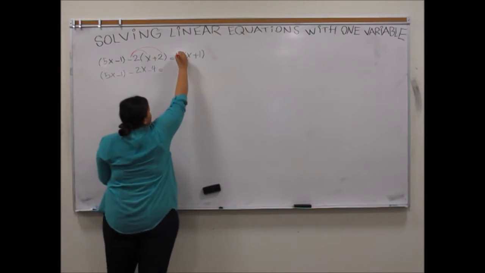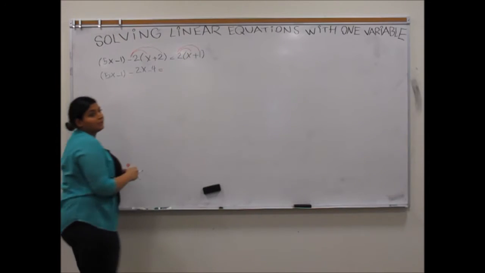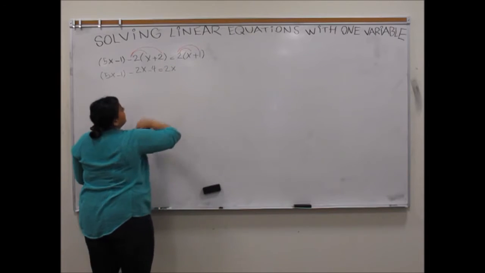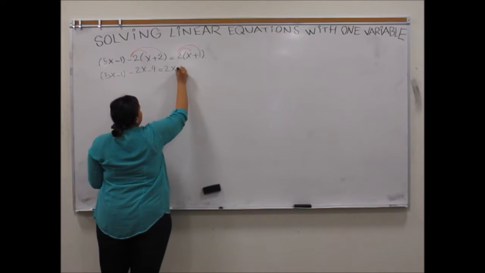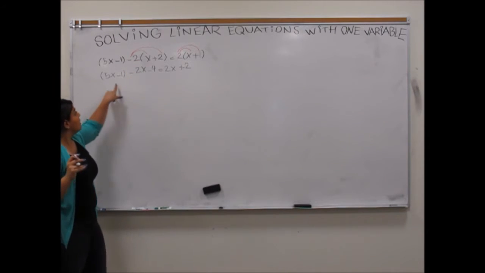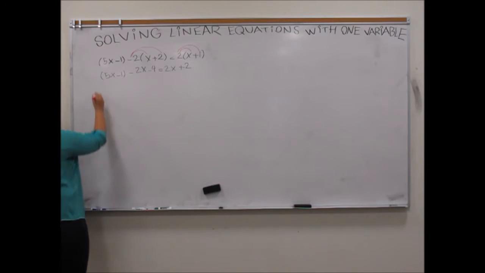So same thing for this one. 2 times x and 2 times 1. 2 times x is 2x. And 2 times 1 is 2. Positive 2. So be careful with this negative sign right there. So this one I'm going to write it without the parentheses.